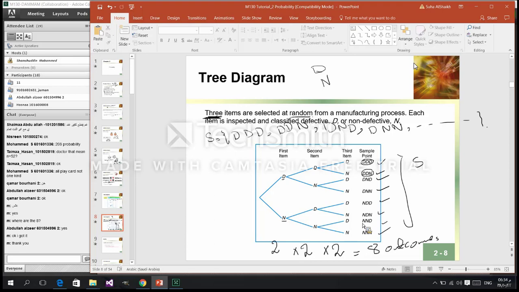Now it's okay. Okay, great. Now we know what the sample space means. We define the sample space.